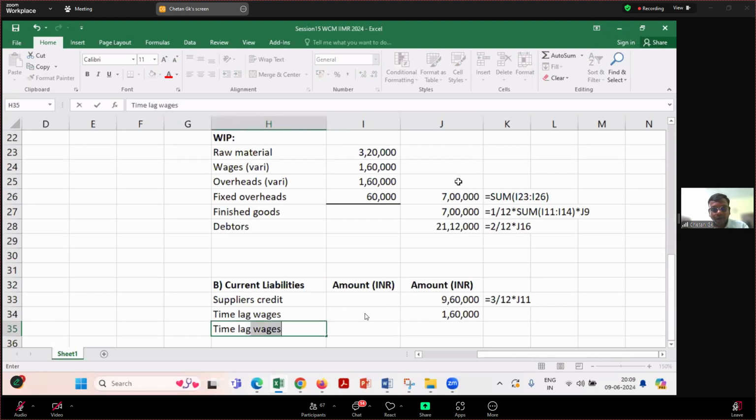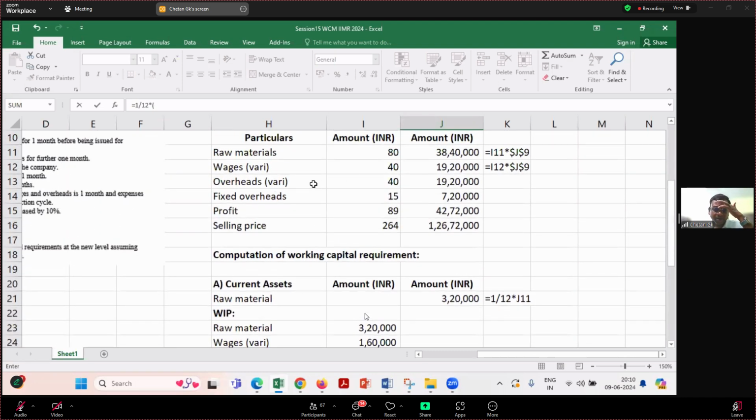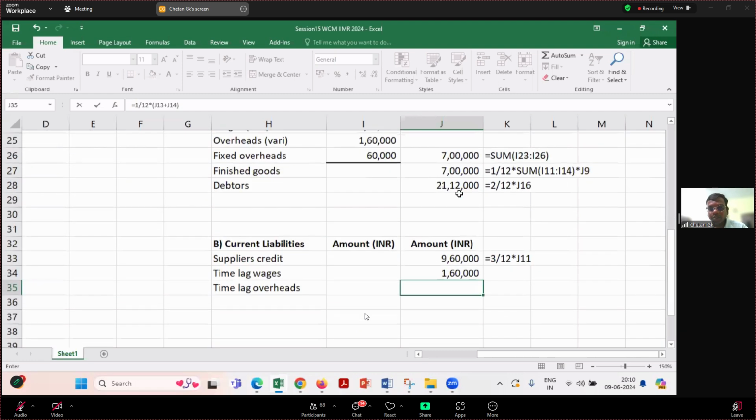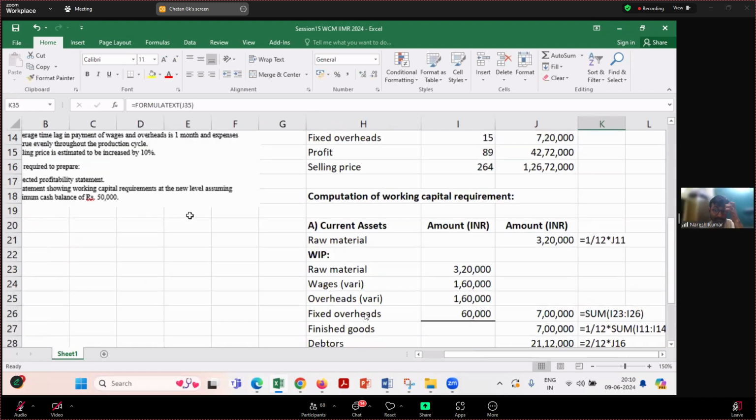And time lag for overheads. How to do this? 1 divided by 12 multiplied by overheads, meaning you've got both variable as well as fixed, so I'm taking both. And I press enter. I'm getting 2,20,000. Is it matching with your answer? Yes, sir. Okay.